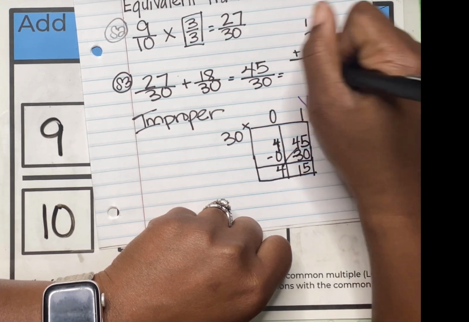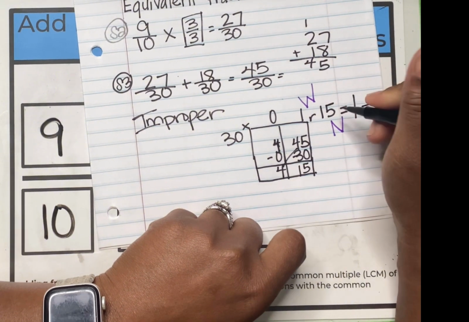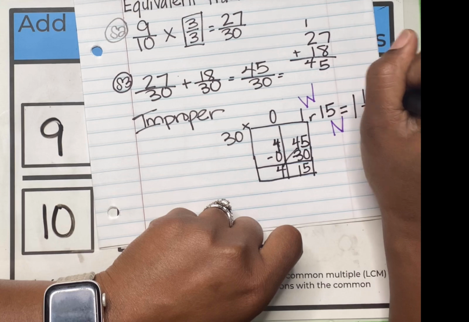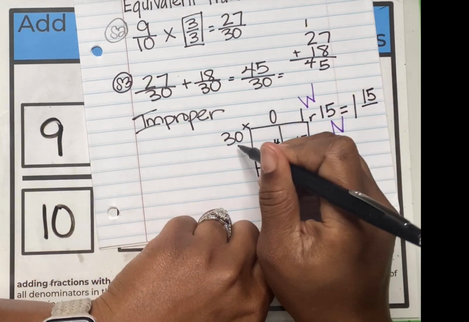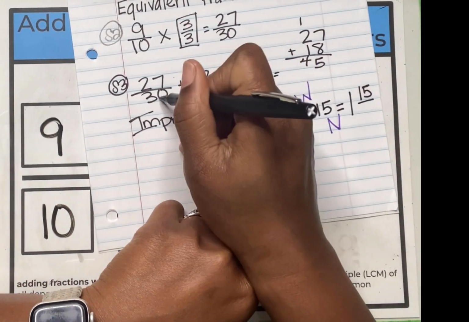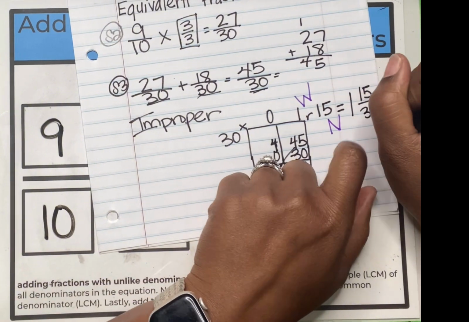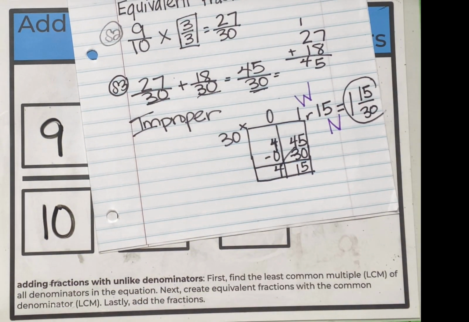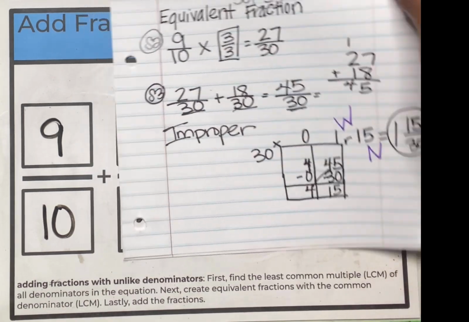So 1 is going to be our whole number. 15 is going to be our numerator. And then the denominator is already in the problem. So students should understand you're never ever going to bother that denominator once you've selected it in making the equivalent fraction. All right, our final answer is 1 and 15/30.